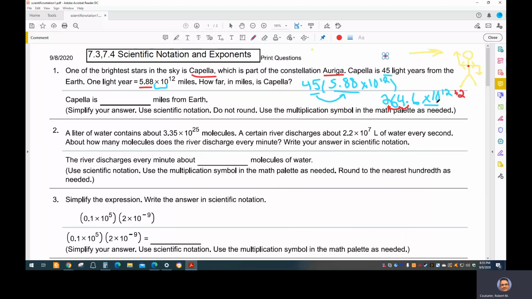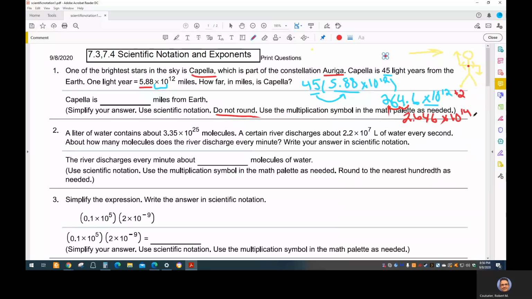So in order to finish this off, we have to just rewrite it one last time, and you have to read the directions, okay? It says what? Simplify your answer, use scientific notation. It says do not round. That's important. Do not round your answer. So we end up right here with 2.646 times 10, and 12 plus 2 is 14. And that's all that we have to do for that particular one.